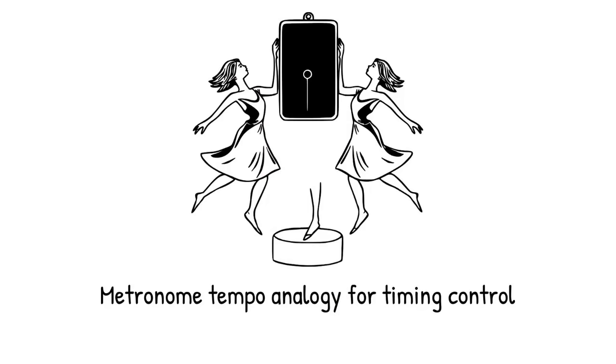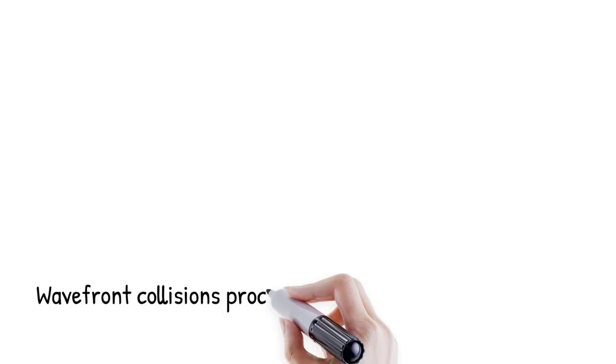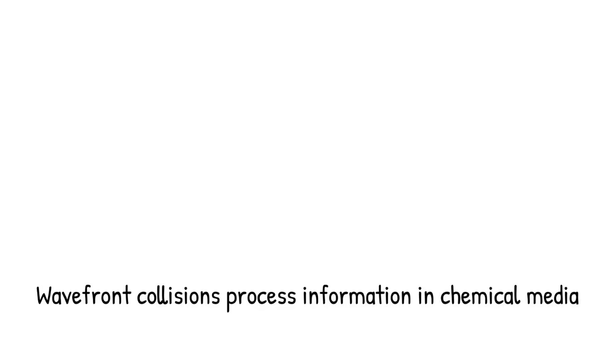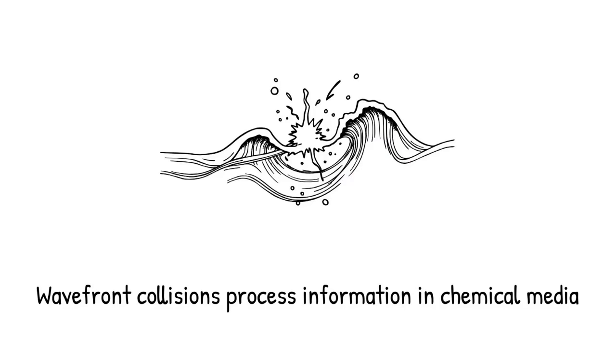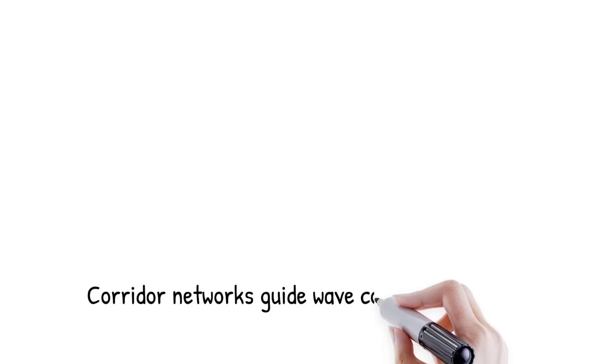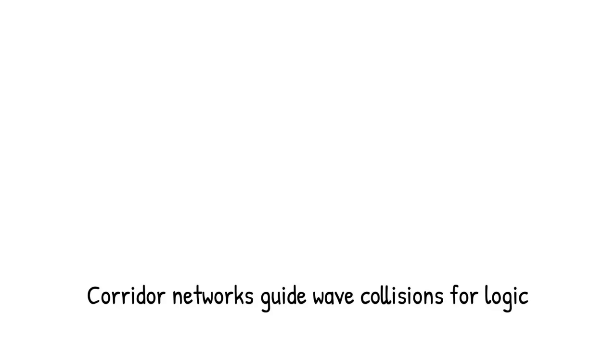It's like tuning the tempo of a metronome to coordinate dancers arriving at precise beats. In chemical media, information is processed when traveling wavefronts collide, transforming input patterns into outputs through annihilation or redirection. These collision outcomes depend on wave geometry, refractory zones, and local medium excitability. Designing networks of corridors guides wave paths so that specific collision events map to logical truths.